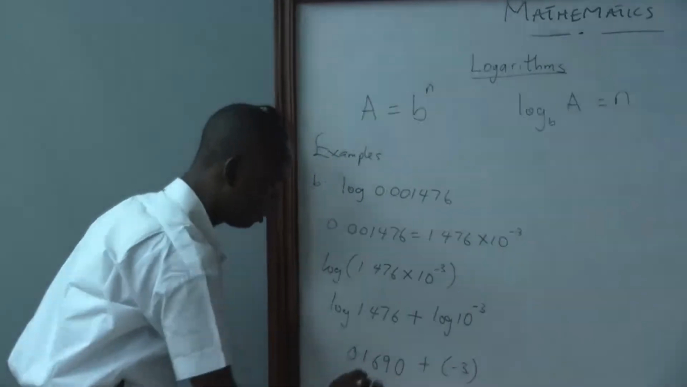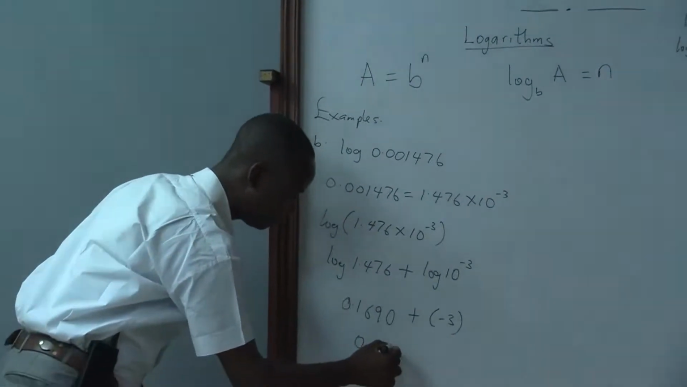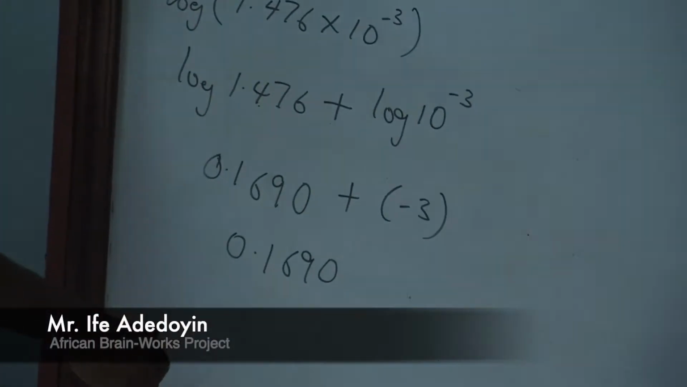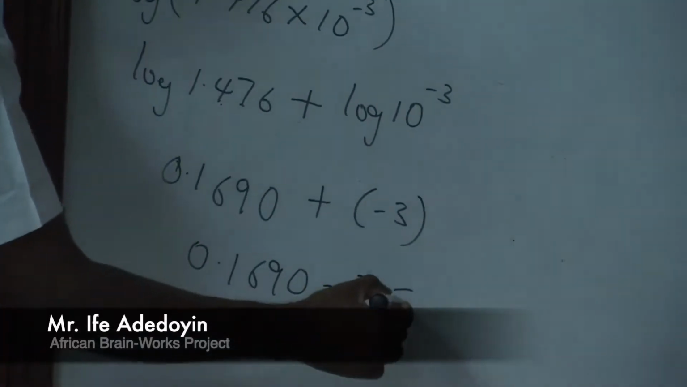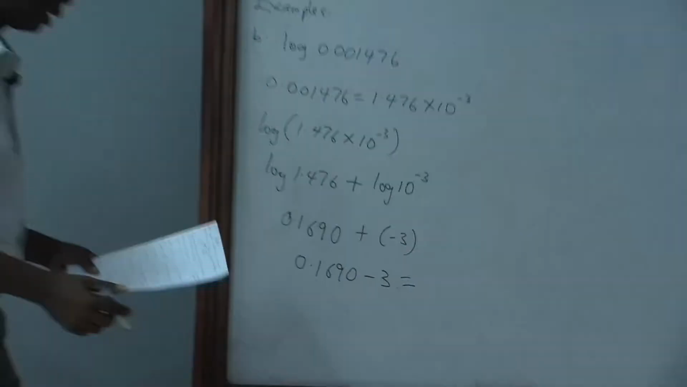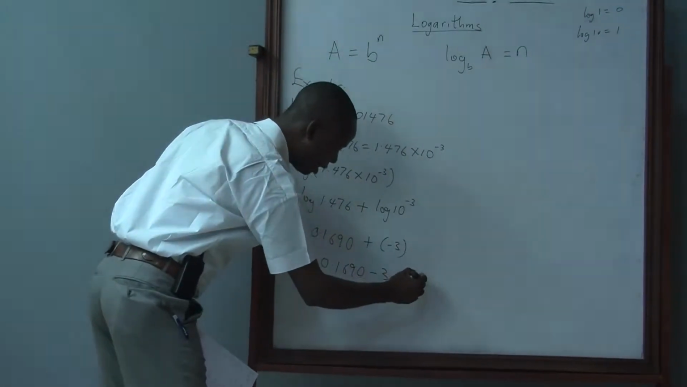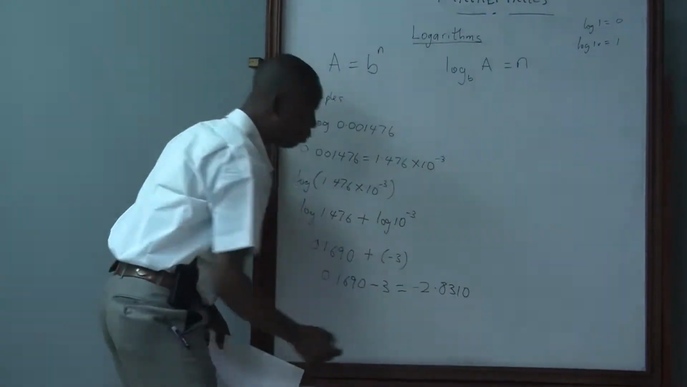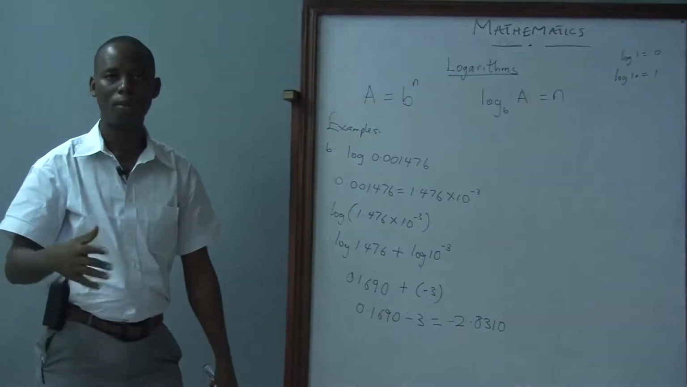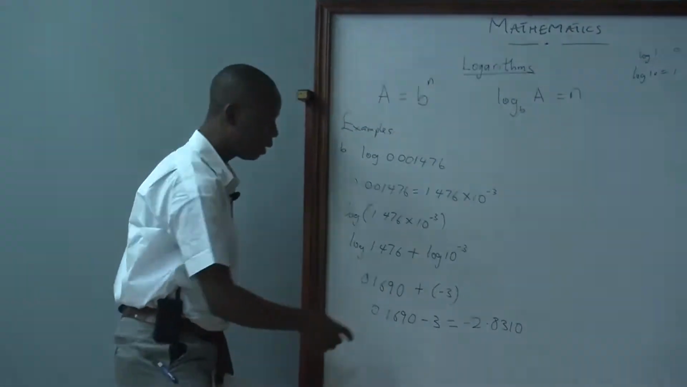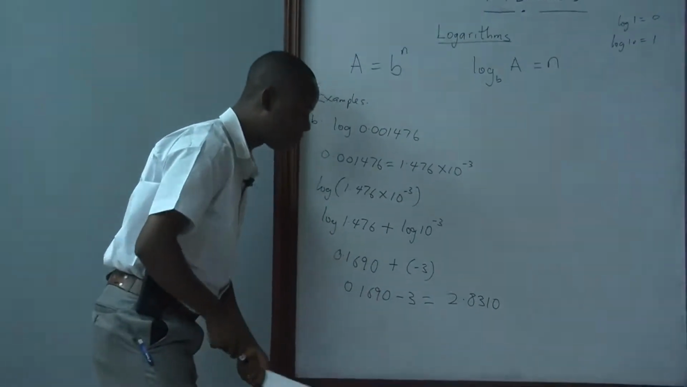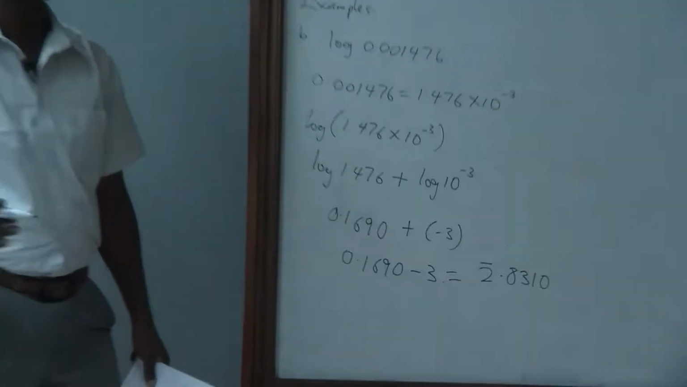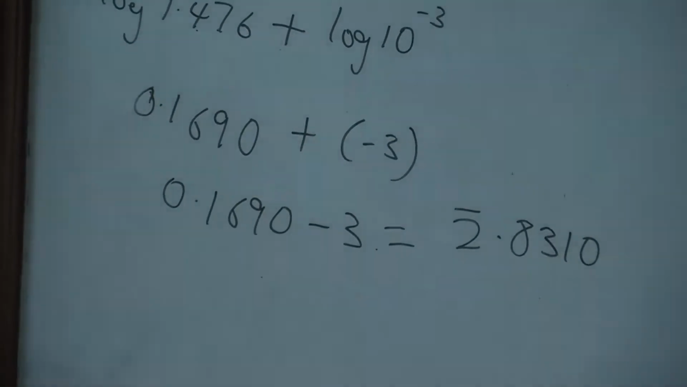So we add these together: 0.1690. Removing these brackets, plus multiplied by minus gives minus 3, and when we calculate that, naturally it's going to be minus 2.8310. But we don't have a negative log there. So the way we write this minus is that we put it over the 2, and we call it bar 2.8310.